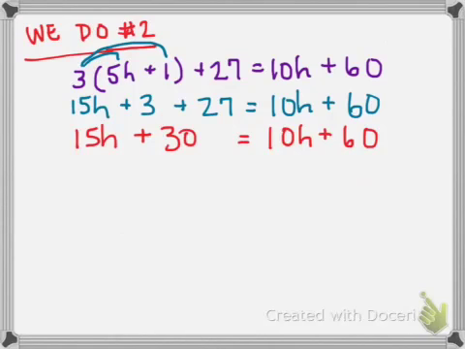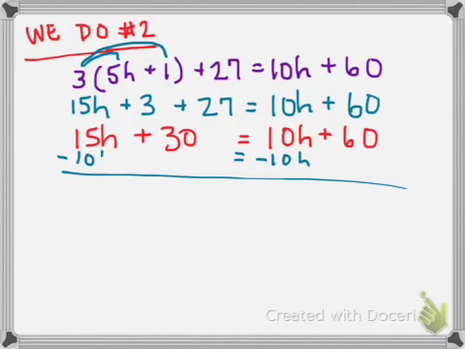So after I combine like terms, I know I have to get my variable terms on one side of the equal sign. So I want to get it on the left side because it's the easiest for me to visualize, to see it as an equation I know how to solve. So to get rid of this 10h here, I subtract 10h from both sides, and simplify both sides.